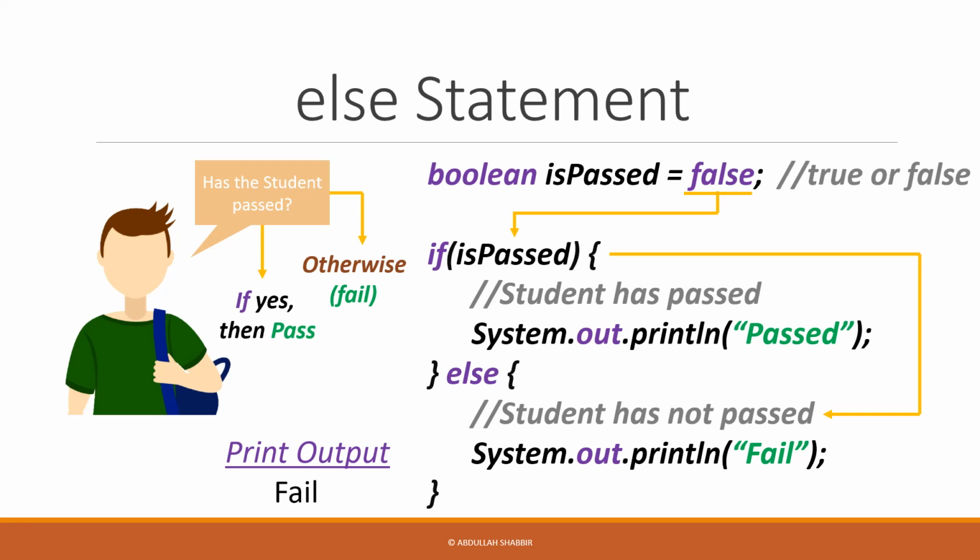But I bet you are wondering, what if the student was actually absent and we want to print "absent" instead of "fail"? In that case, we'll need more than just two decision pathways. Next, we'll see how to construct even more pathways.